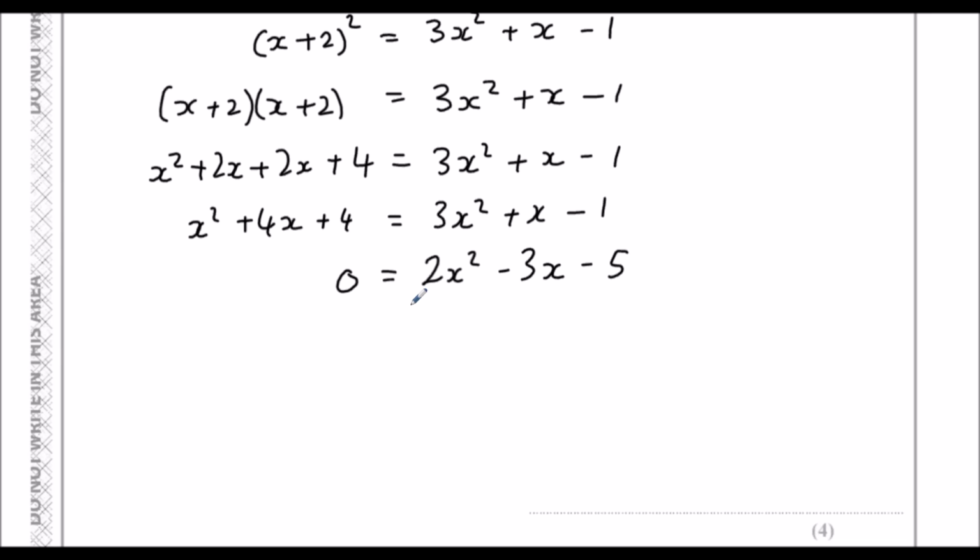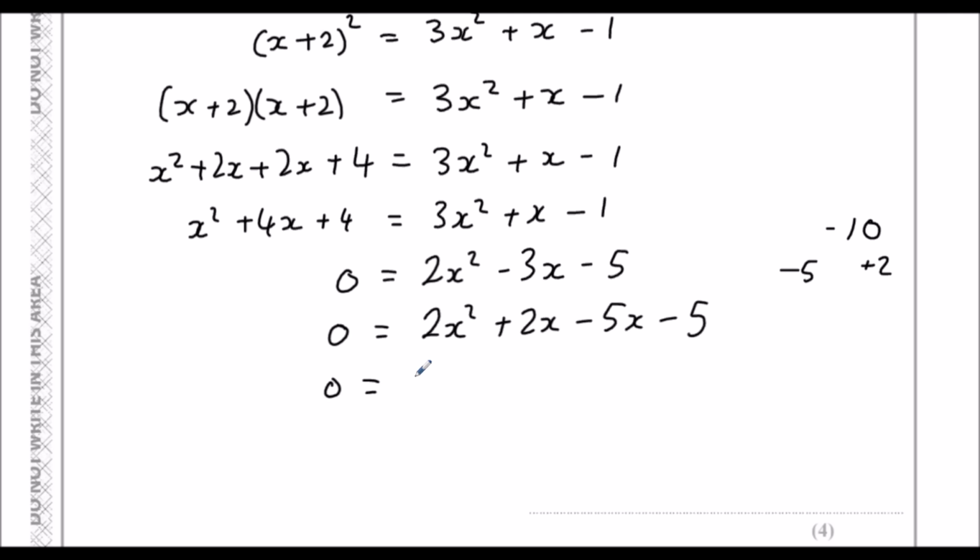And I've got a number in front of the x squared. So I'll do a times c, 2 times negative 5 is negative 10. What multiplies to make negative 10 and adds to make negative 3? It's going to be 5 and 2. And it will be a plus 2 and a negative 5. So I'm going to rewrite my quadratic as 2x squared plus 2x minus 5x minus 5. So I've uncollected the like terms here. Now I'm going to put it into double brackets.